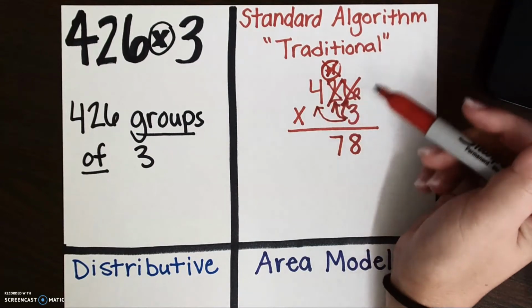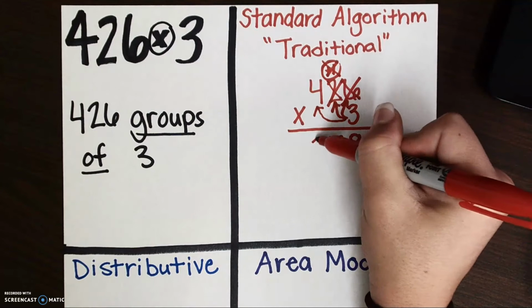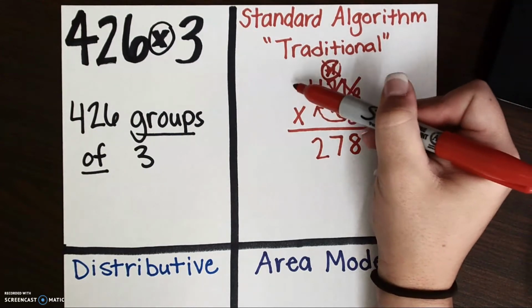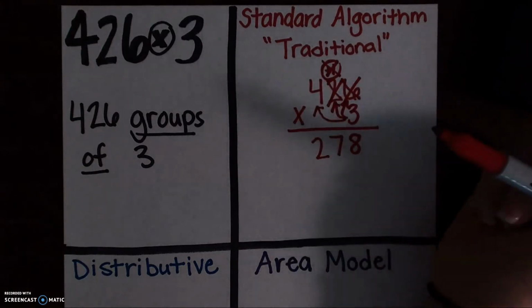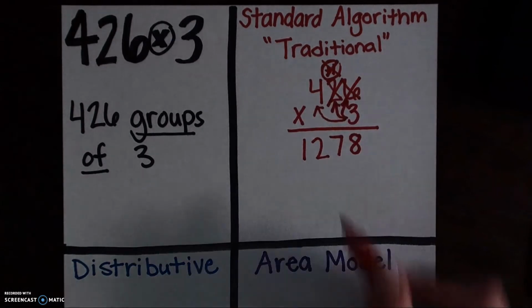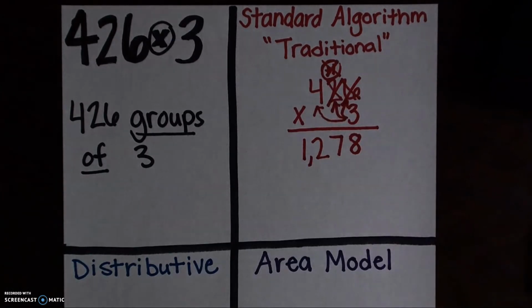3 times 4 is 12. I put my 2 down here, and I would carry my 1 over here, but there's no number to carry it to. Sorry, guys, my light just went out. So I would just put my 1 right there. So my answer is 1,278.